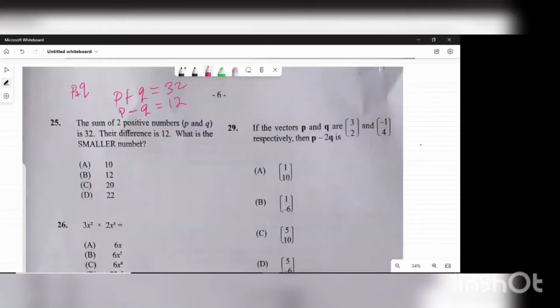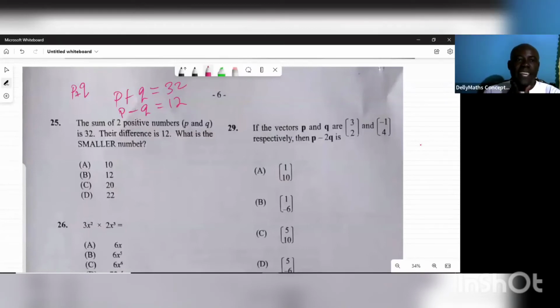Simultaneous equation. No, you're not forgotten. Well, you can do anything you want to do, but you can go easier or harder. It's up to you. You can do that right now.